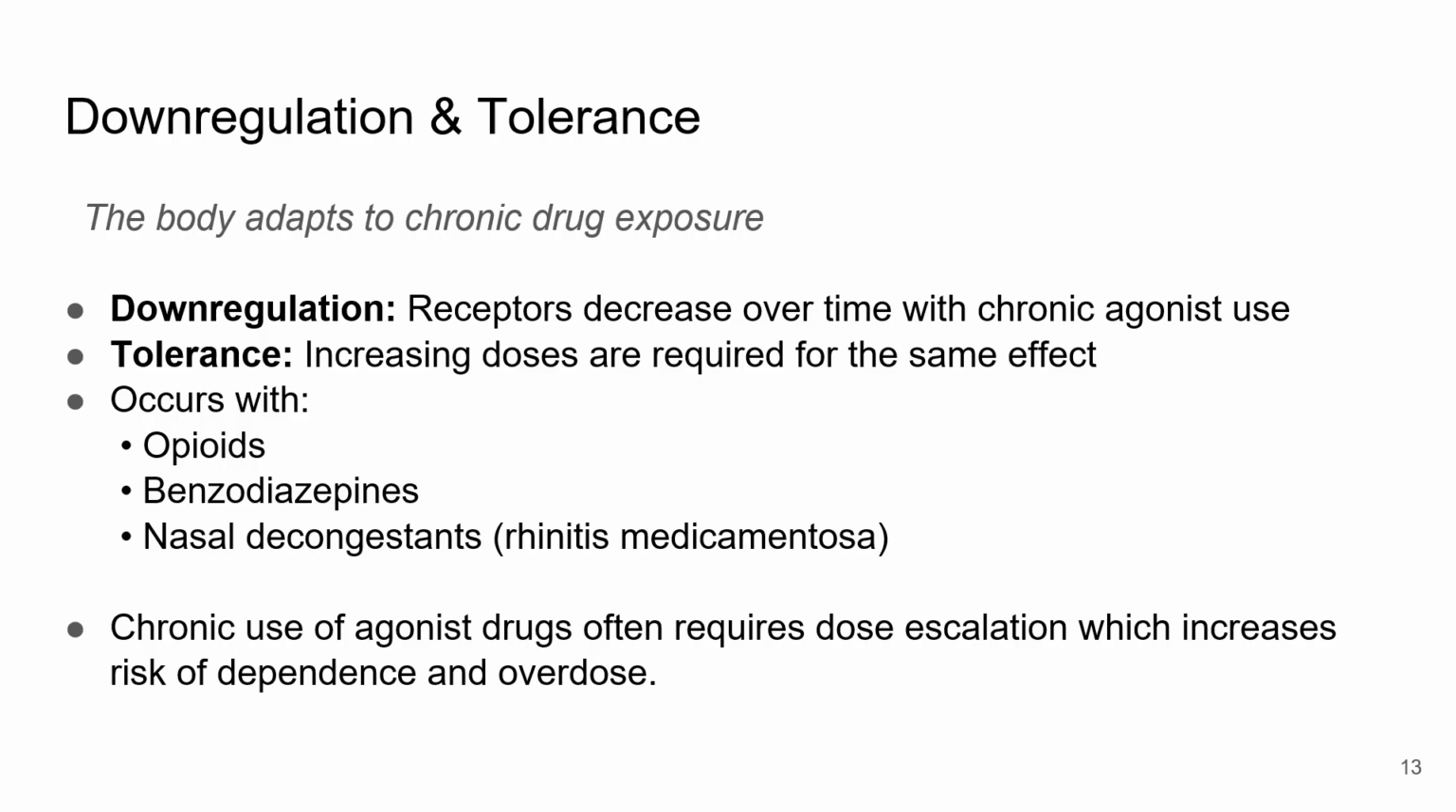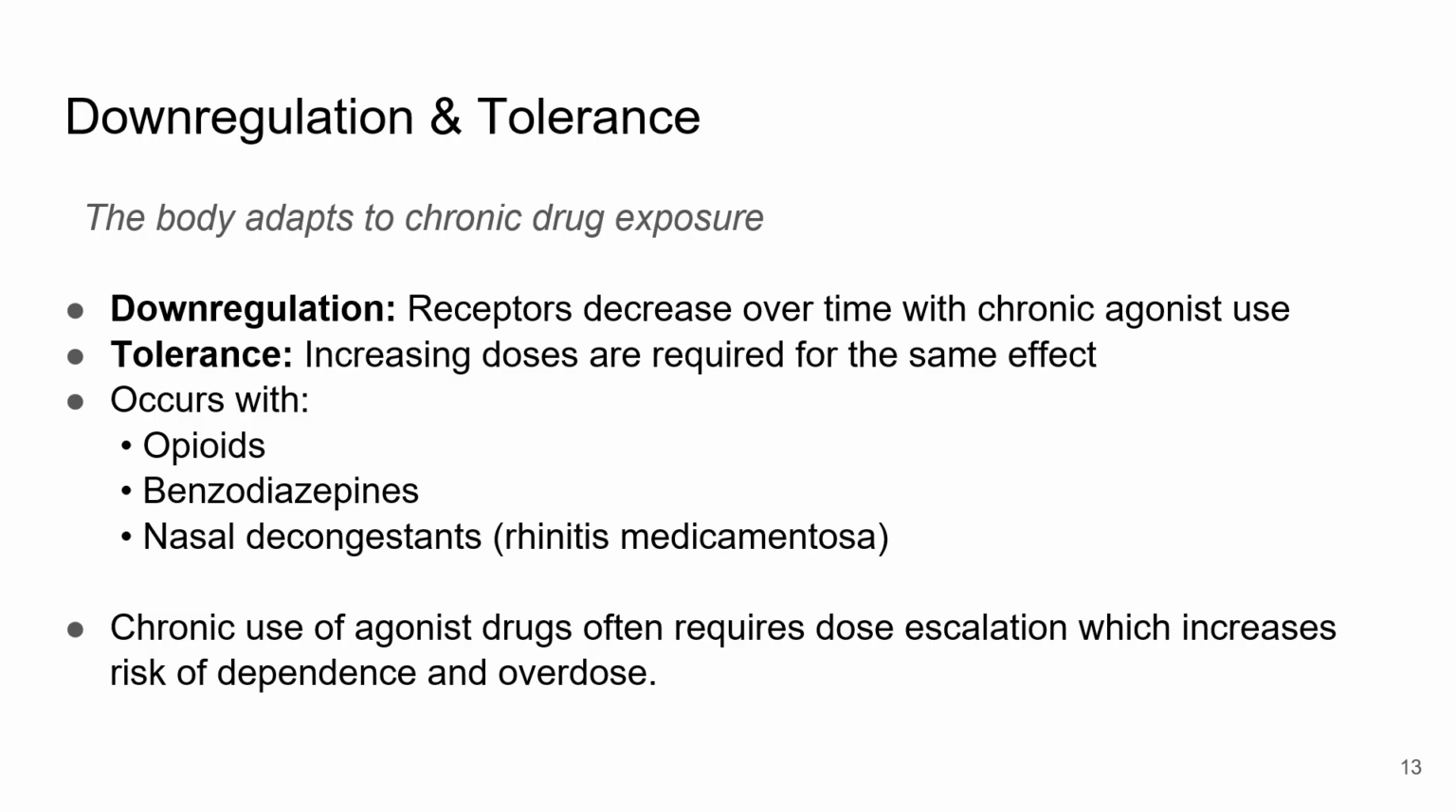As a result of chronic use, we often see tolerance, where increasing doses are required to achieve the same effect. The drug hasn't changed, but the body's response has. You will see this commonly with opioids and benzodiazepines used for anxiety conditions. Our classic one is nasal decongestants, especially over-the-counter Afrin type medications, which can lead to rebound congestion called rhinitis medicamentosa, which is the body's response when they stop using it.